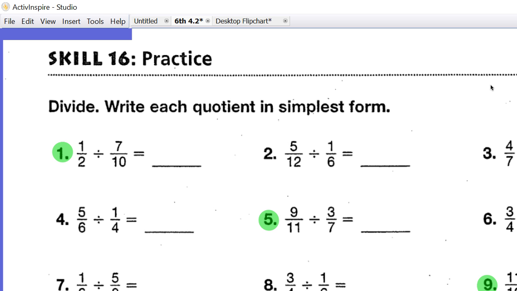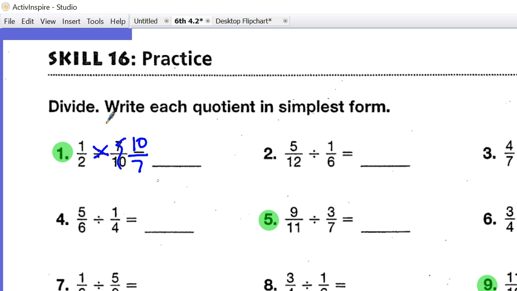So the problem is 1/2 divided by 7/10. And the phrase I remind myself of when I'm dividing fractions is that we multiply by the reciprocal of the second fraction. So instead of actually dividing, we're going to change it to multiplication. And instead of it being 7/10, we're going to use the reciprocal of that, which is 10/7. Now the reason why this is kind of cool is because multiplication of fractions is actually pretty easy.